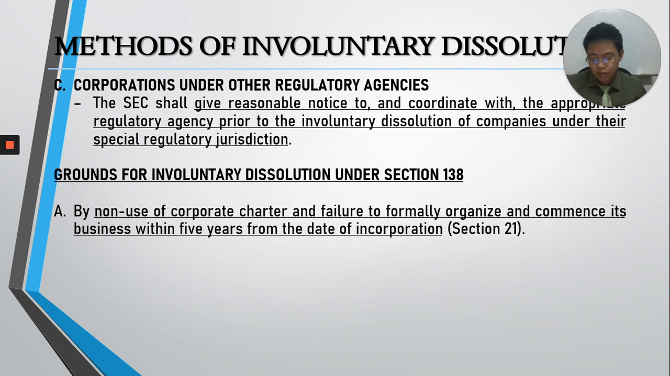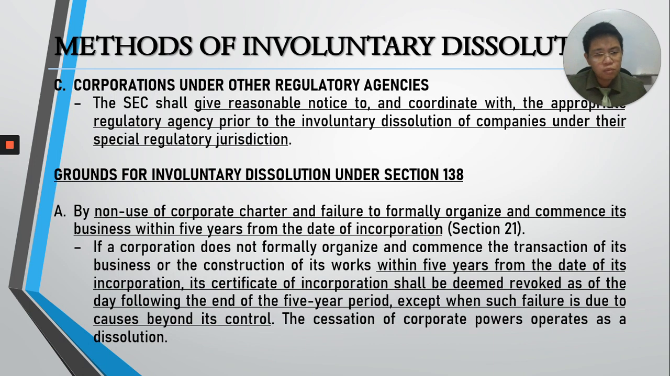If they fail to do that within 5 years from the date of incorporation, the certificate of incorporation shall be deemed revoked as of the day following the end of the 5-year period, except when the failure is due to causes beyond the control of the corporation. So, pagka-issue ng certificate of incorporation, kailangan mag-formally organize ang corporation and it must commence the transaction of its business. Formally organized by, alam mo na, electing yung kanilang officers, directors, etc. Tapos yung commence the transaction of its business, mag-rent na sila ng place, etc. Yung mga acts na to yung indicate na nag-uumpisa na sila ng kanilang business. So, meron silang 5 years para gawin yan.